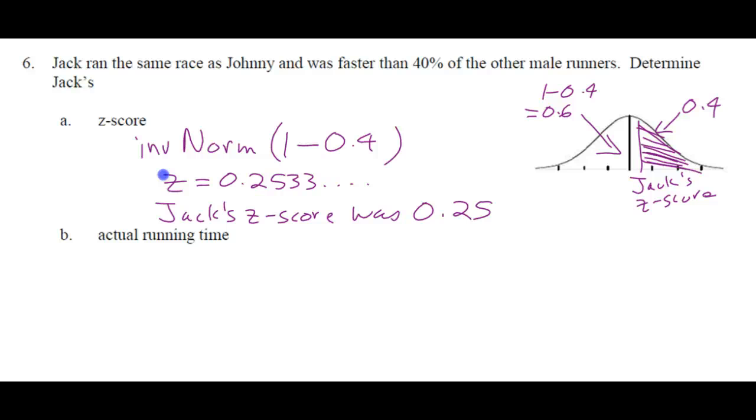His actual running time. So we have to use the formula: Z equals x minus mu over sigma. We know Z. What are we looking for? X, mu, or sigma? So are we looking for the standard deviation? Did it say, what's the standard deviation? No. It's the Z-score. It's the actual running time. Which is what?